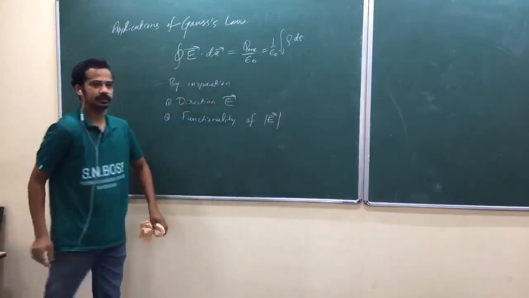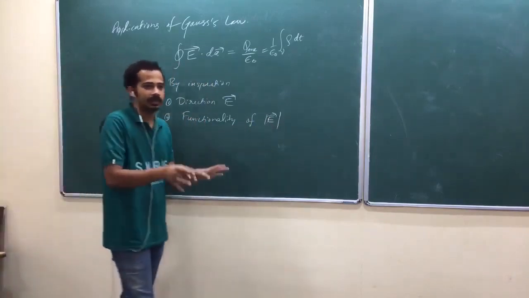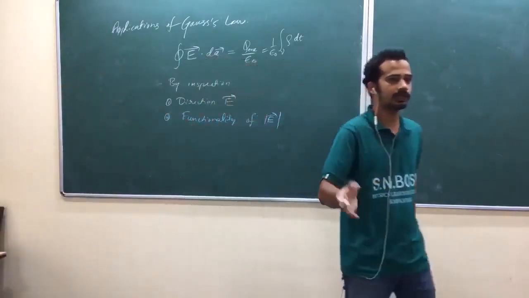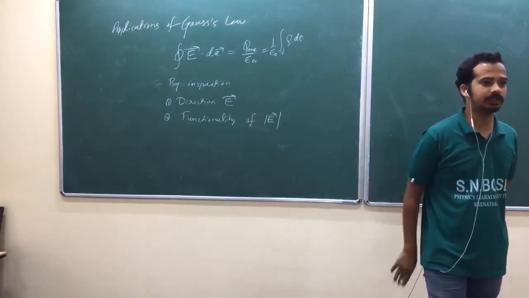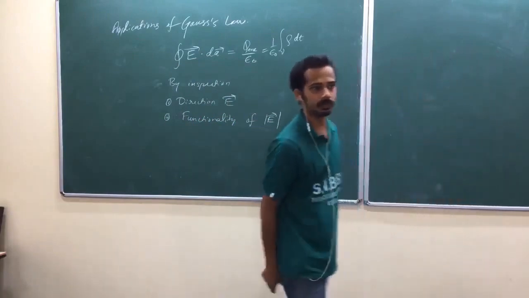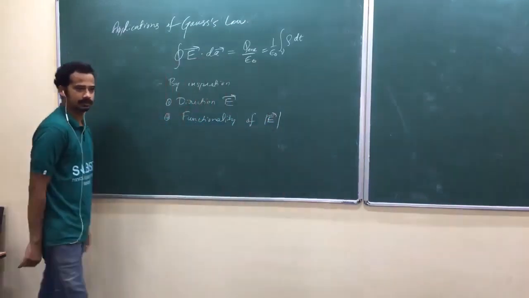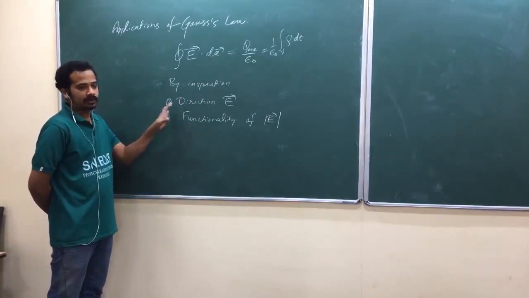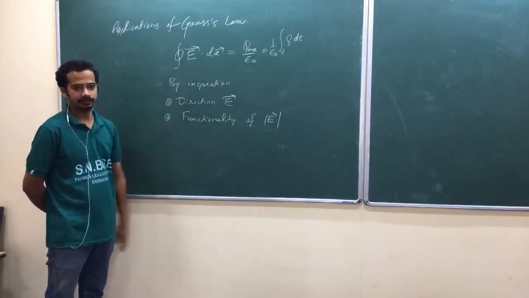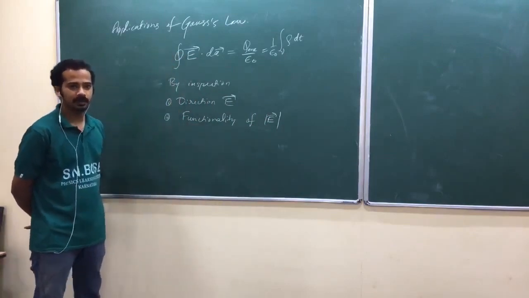But write like this. We can only say by inspection whether it depends on x, y, z, or r, theta, phi, like that. We can't say it is inversely proportional to r, or inversely proportional to r square, like that. So by inspection we have to judge these two. Then Gauss law will give the exact magnitude. Are you getting my point?